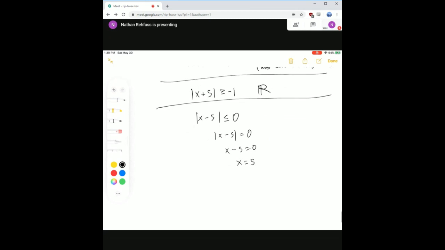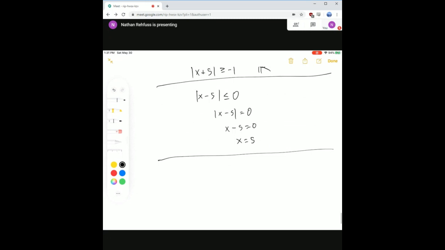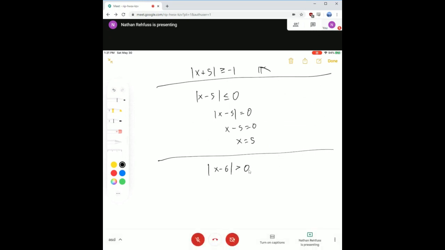Let's do one more. Last one. What if I told you that the absolute value of x minus 6 has to be greater than 0? So this is a lower bound. It's like a restraining order, except it says you have to be more than 0 feet away from this thing. So you cannot be in the same place.